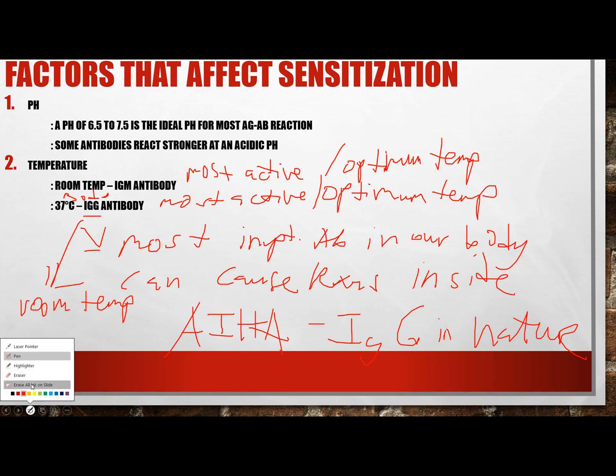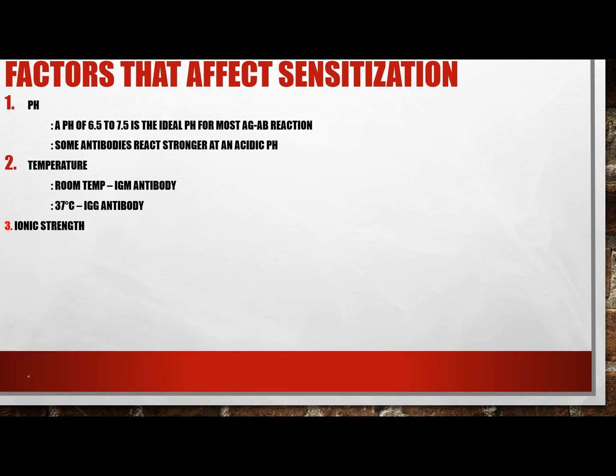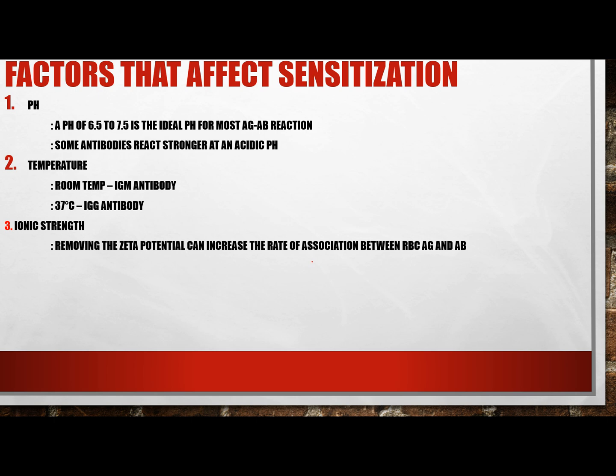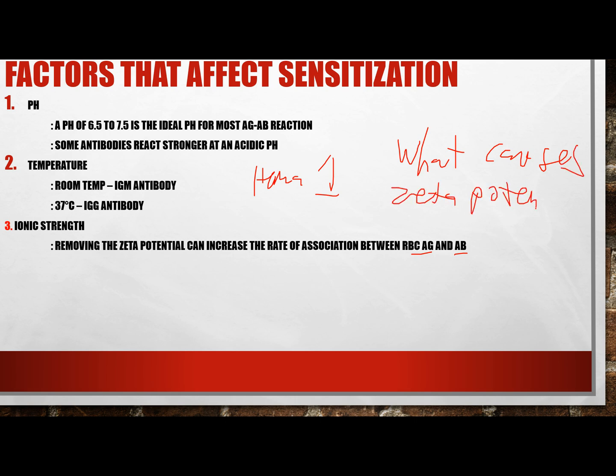Let's continue. Now let's talk about ionic strength, class. Ionic strength is about removing the zeta potential, which can increase the rate of association between RBC antigen and antibody. Let's have a review regarding your hematology 1. My question is this, class: what causes zeta potential in your RBC? I'll give you time to answer.